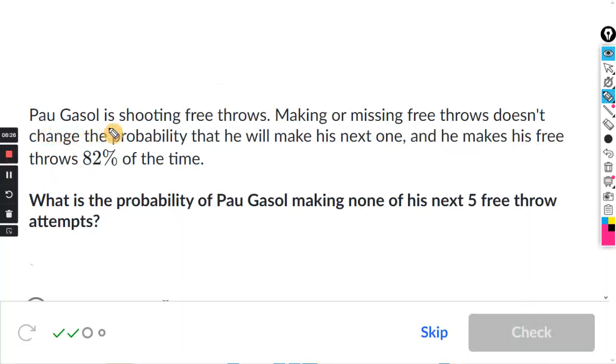All right, it says so-and-so is shooting free throws, making or missing doesn't change the probability that he will make the next one, and he makes his free throws 82% of the time. What's the probability of him making none of the next 5 free throws? So he's making none of the next 5 free throws. It says making or missing doesn't change the probability that he will make the next one. So these events are independent.